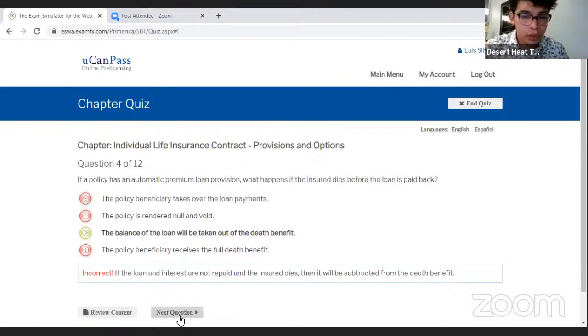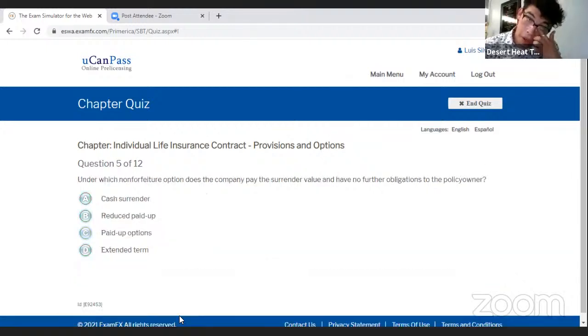Okay, let's go to the next one. Under which nonforfeiture option does the company pay the surrender value and have no further obligations to the policy owner? A, cash surrender, B, reduced paid-up, C, paid-up options, D, extended term.